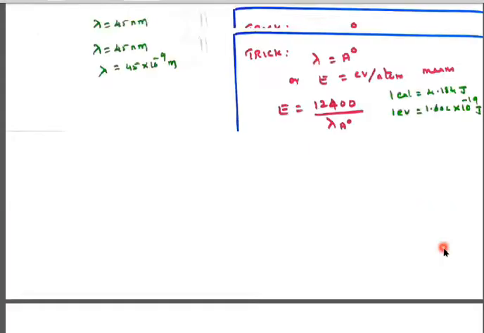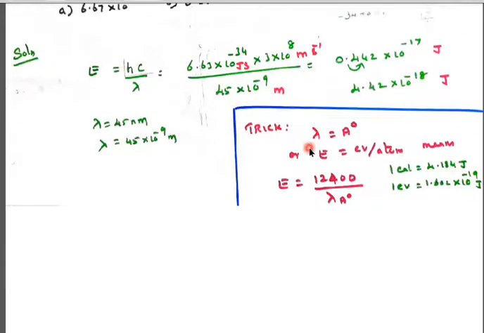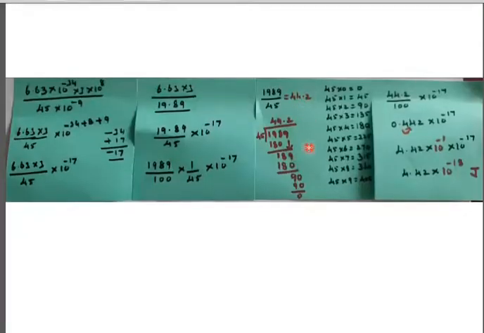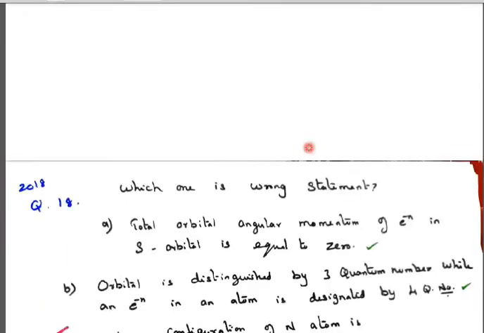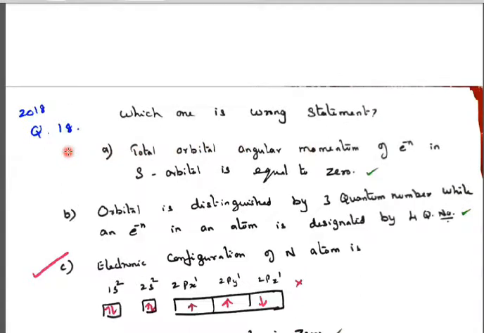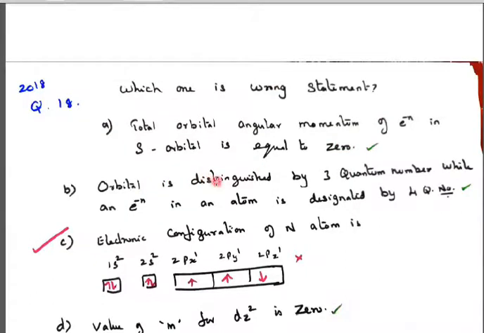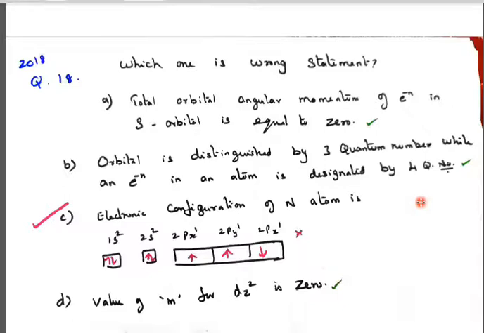So this is the simplest method for this calculation. You can follow all these tricks in further problems. Then 2018, question number 18, let us see, which is the wrong statement. The total orbital angular momentum of an electron in s orbital is equal to 0. Next, correct only. Orbital is distinguished by 3 quantum numbers, while an electron in an atom is distinguished by 4 quantum numbers. The 4 quantum numbers are principal quantum number, angular or azimuthal quantum number, magnetic quantum number, and finally spin quantum number.